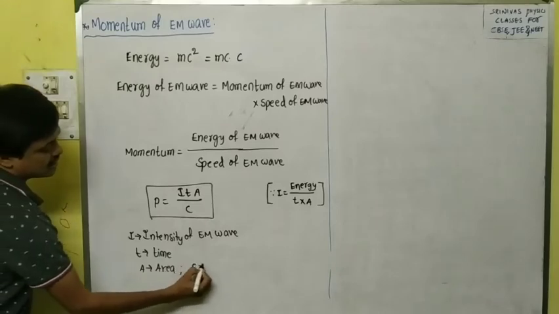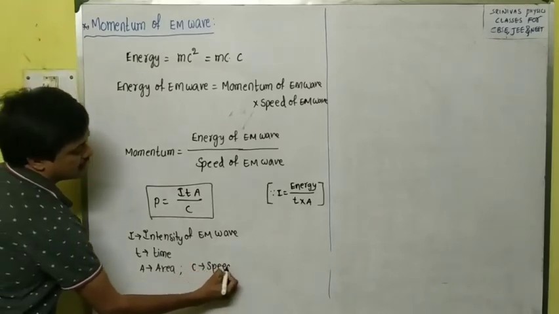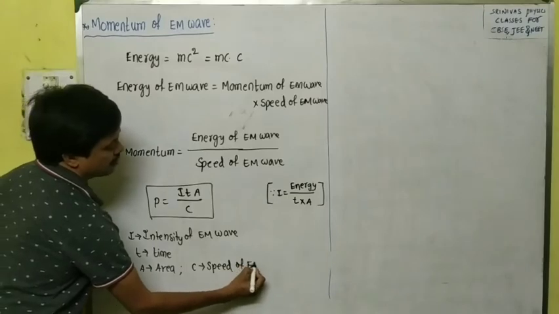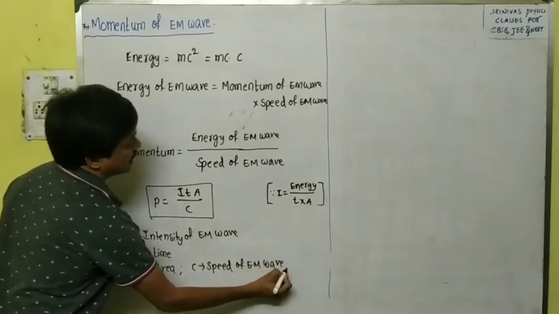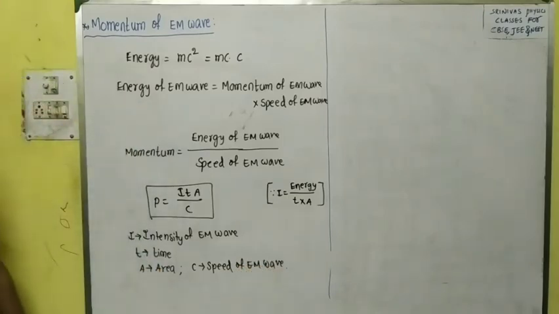And C is the speed of EM wave. Okay? Right. This is about momentum of EM wave.